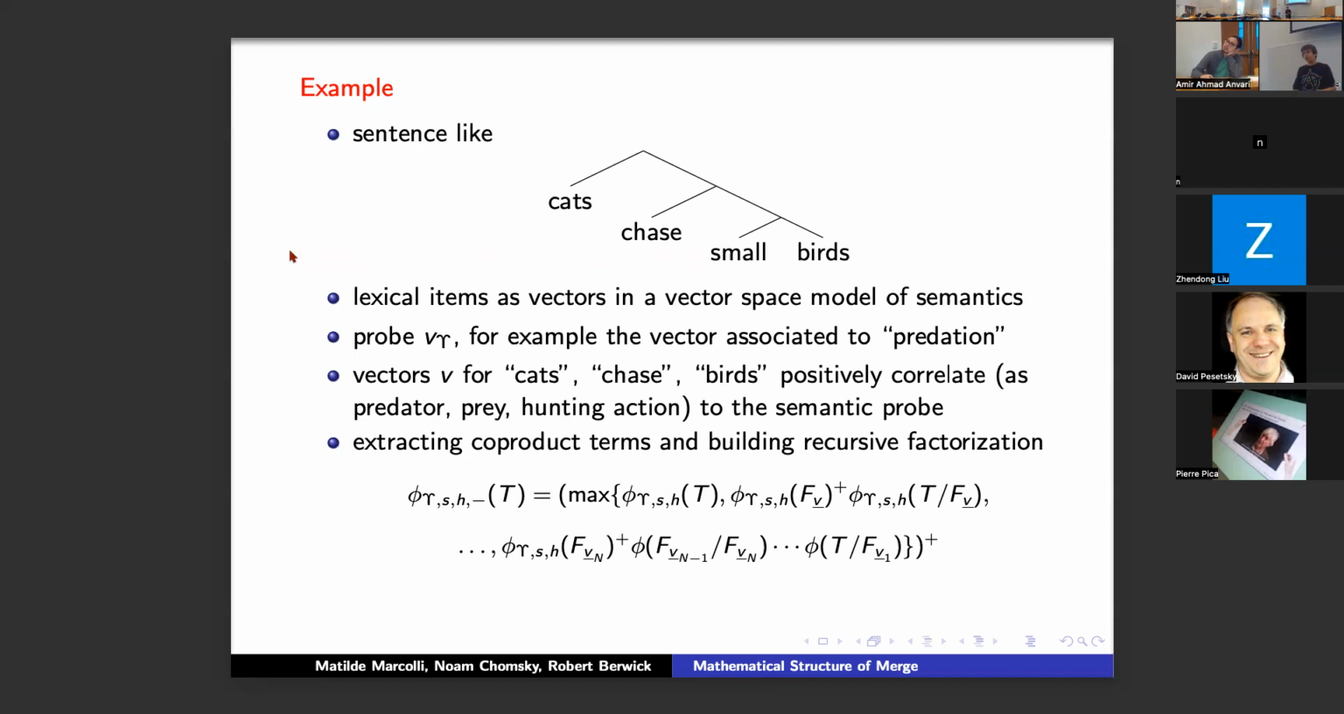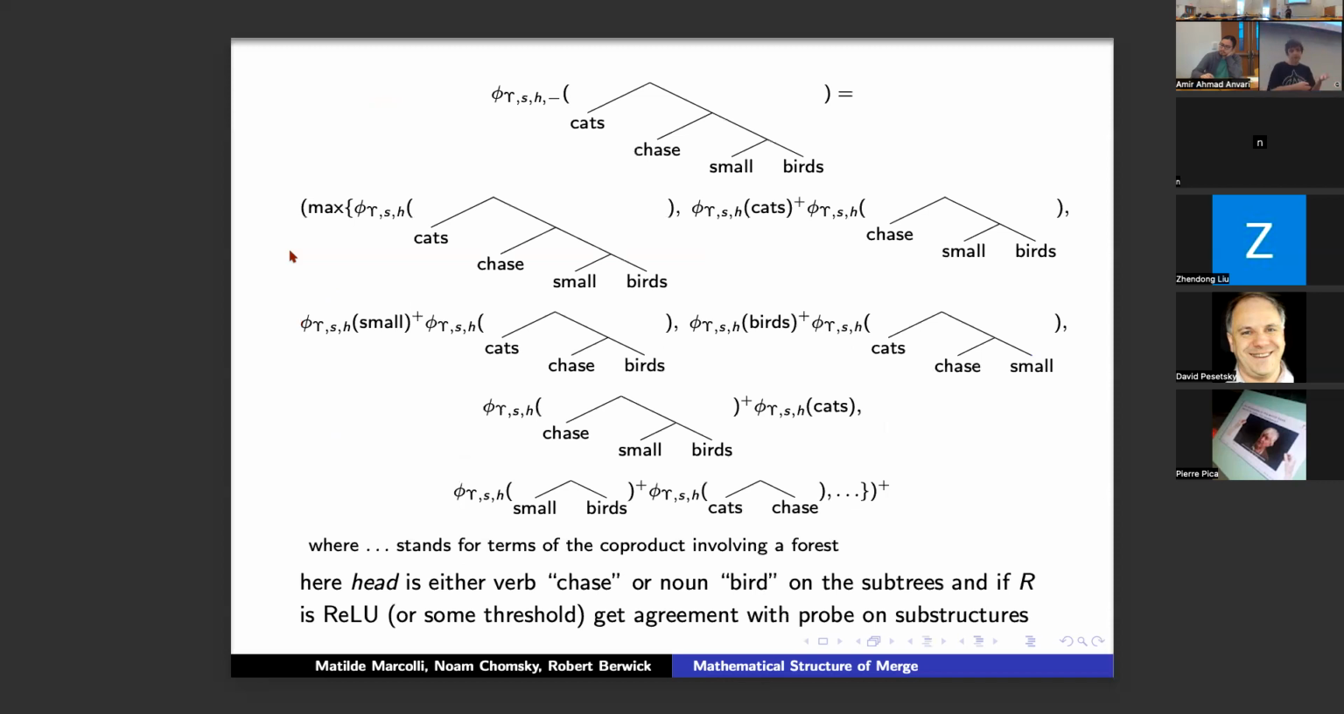And so if you look at all this chain of the substructures that you can extract from the coproduct, you find that all of them have some agreement with this probe. So you get this long chain of things where everything is in agreement with this probe. You extract all the terms, and for each one of them, you check, when you apply this threshold, whether it's above threshold or below threshold, so it has agreement or disagreement. You throw away anything that does not have agreement. Here you keep everything because there's some agreement with the probe.